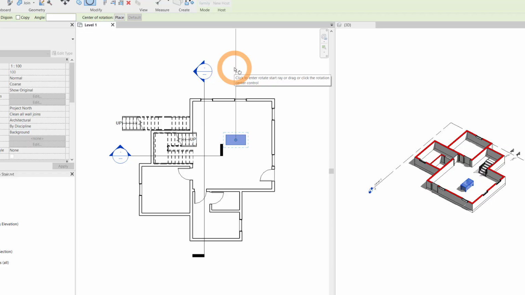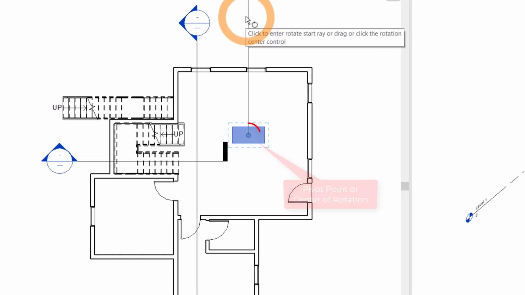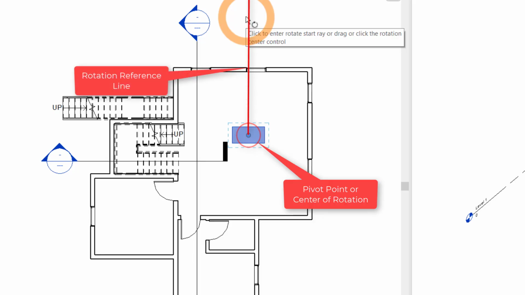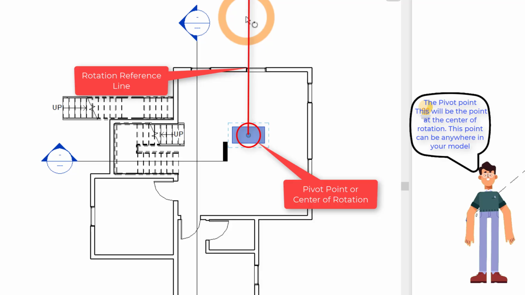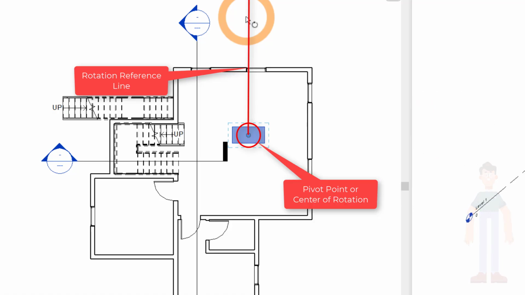When you are rotating an object, there are two important things to note: the pivot point, or center of rotation, and the rotation reference lines. The pivot point will be the point of the center of rotation. This point can be anywhere in your model, and it doesn't necessarily need to be located on the element. The default location for the pivot point is the center of the element.